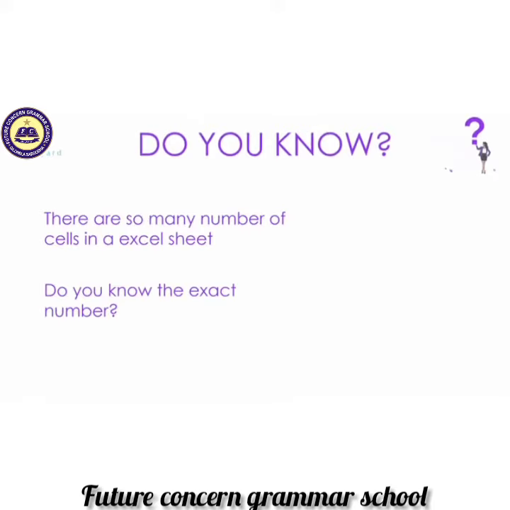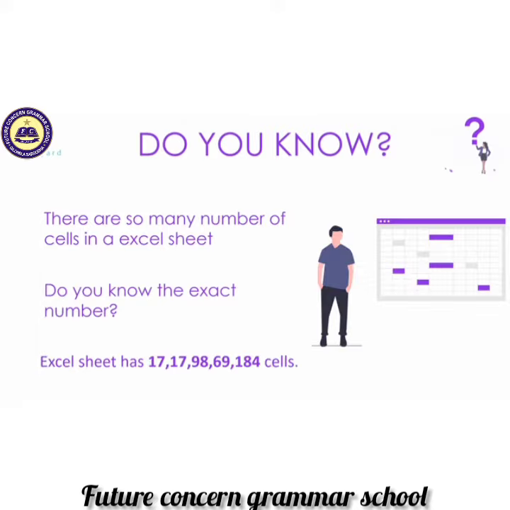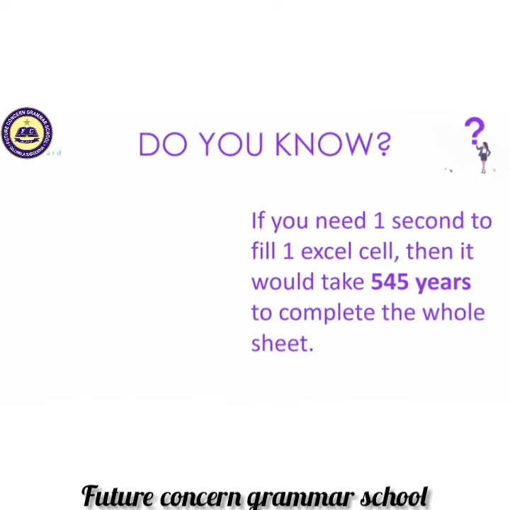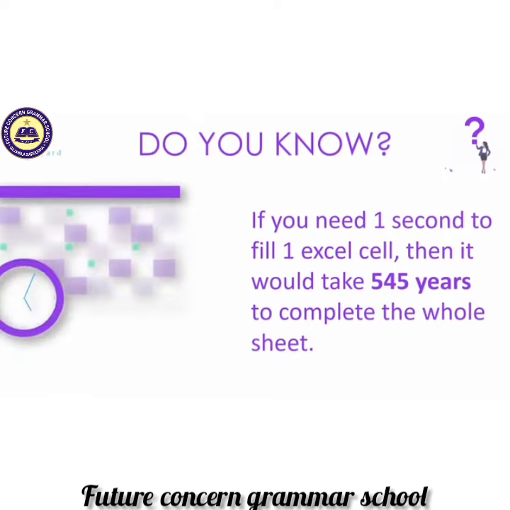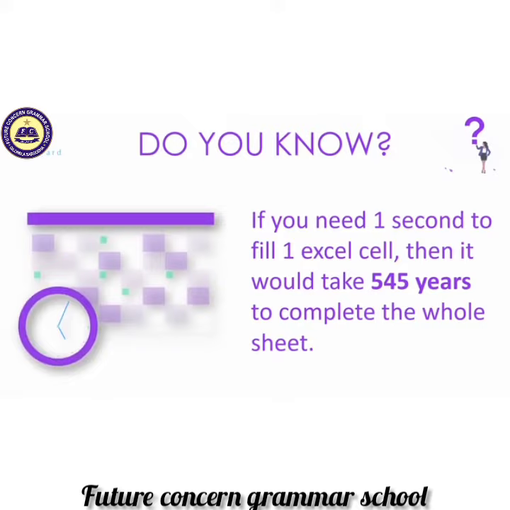There are so many cells in an Excel sheet. Do you know the exact number? An Excel sheet has 17179869 cells in total. If you need 1 second to fill one Excel cell, then it would take 545 years to complete the whole sheet.